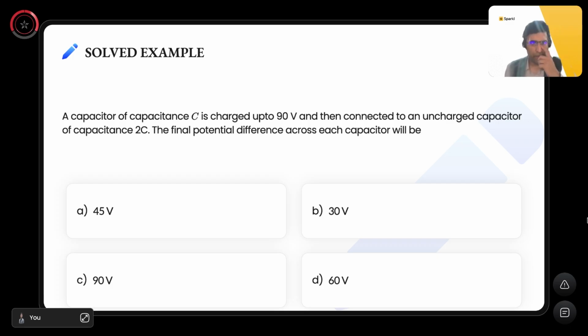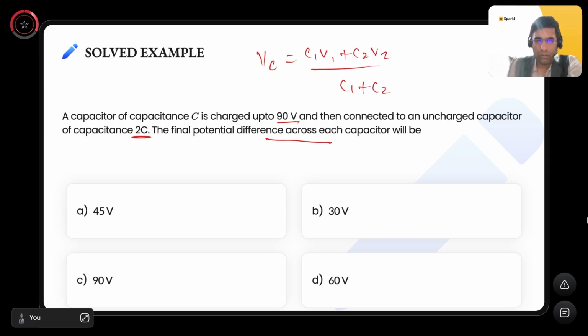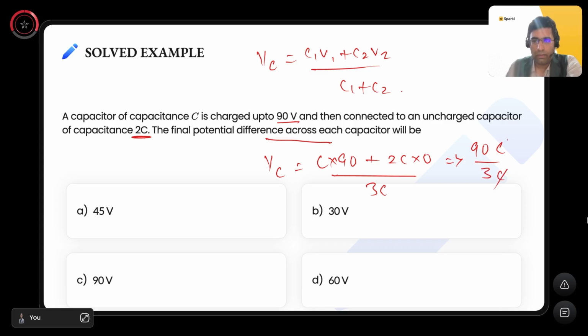A capacitor of capacitance C is charged up to 90 volt and then connected to an uncharged capacitor of capacitance 2C. The final potential difference. So you have to remember this formula for charge sharing, that V common comes out to be C1 V1 plus C2 V2 upon C1 plus C2. So V common will be how much? C into 90 plus the other one is 2C into 0, it is uncharged, and the total capacitance is 3C. So it will become 90C upon 3C. So it will be 30 volts.